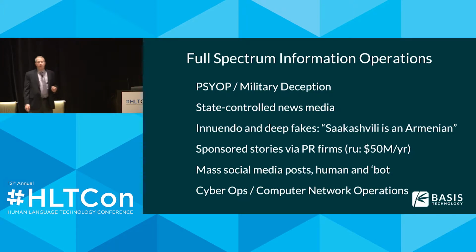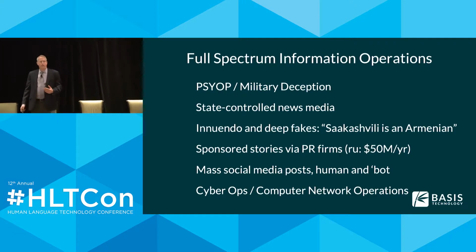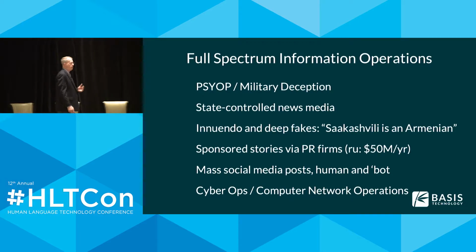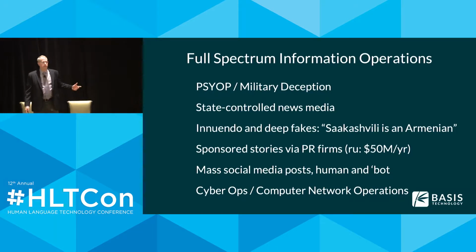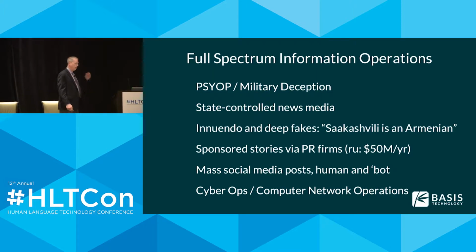It can also be overt. Russia spent, maxing out at about $50 million a year, a total of at least $150 million, on US PR firms overtly pushing their propaganda. In 2015, one of the largest firms that they used, Ketchum, to whom most of the money went, finally essentially fired them as a client. But that's a perfectly legitimate form of information operations.